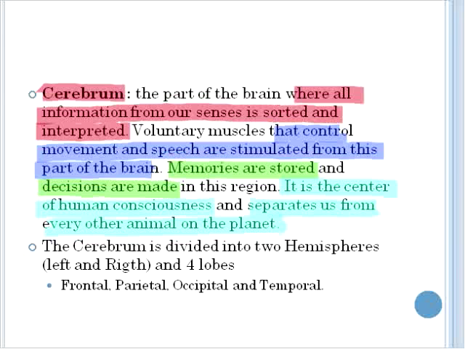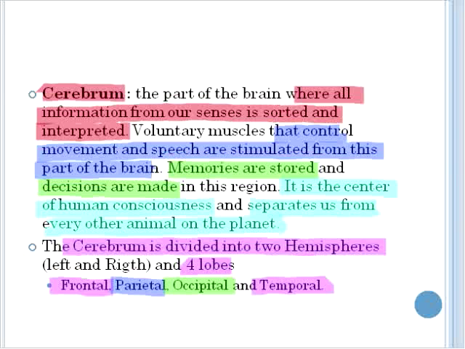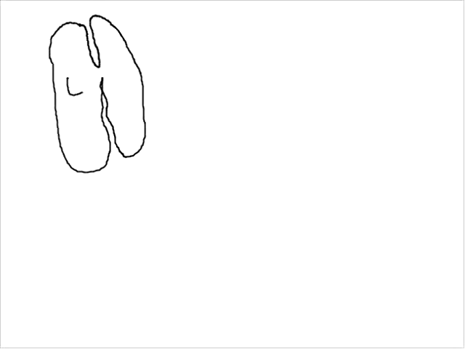In terms of our overall structure, the cerebrum is divided into two hemispheres, left and right, and four lobes. These lobes being frontal, parietal, occipital, and temporal. To try and draw it out, if I were to draw the brain from above, it would look similar to this here. Again, I'll apologize for the artwork, but there are two distinct heads, left and right, which are joined by a structure known as the corpus callosum.